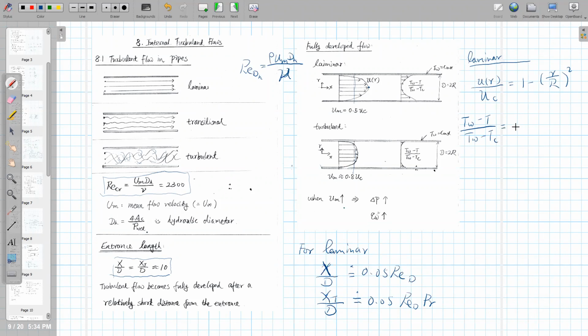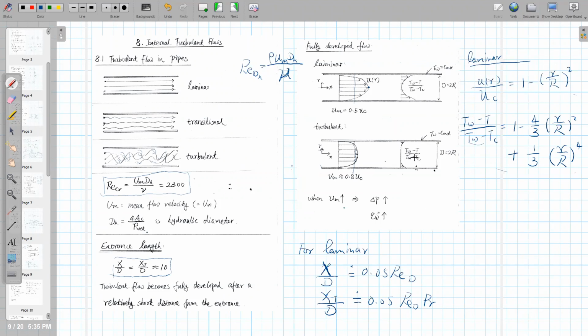We have 1 minus 4/3 (R over R) squared plus 1/3 (R over R) to the fourth. Okay? So this is, in the laminar case, the velocity distribution for fully developed flow, and the temperature distribution for fully developed flow. If you draw TW minus T divided by TW minus TC, the profile will look something like this.